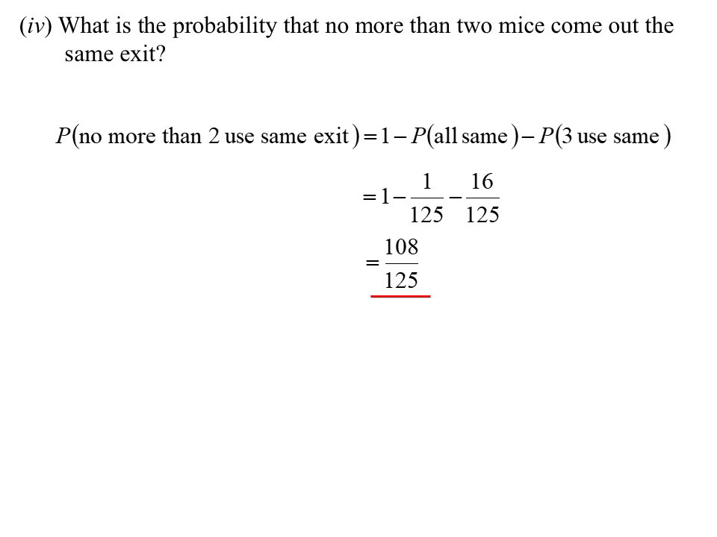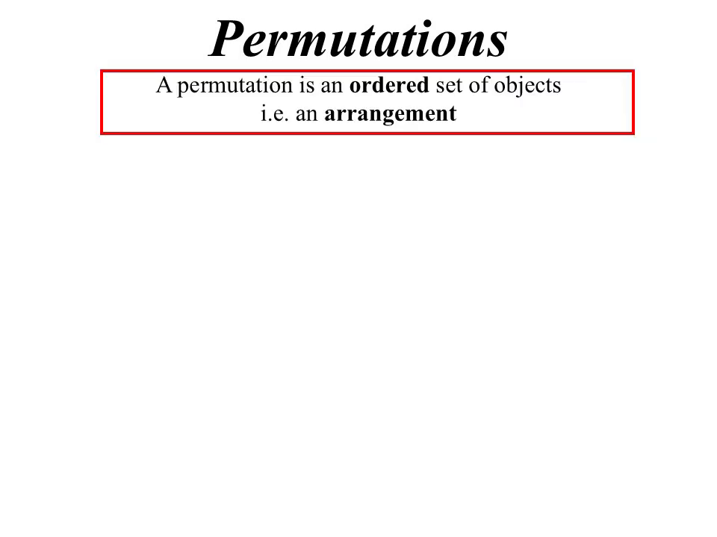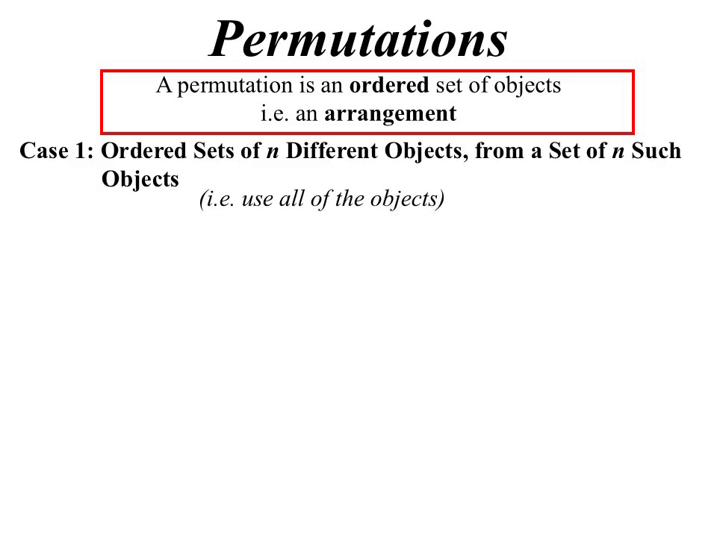So that's the basic counting idea, which leads us into this idea of permutations. What is a permutation? It's simply an ordered set of objects. The order of things happening matters. So it's an arrangement, if you like. I'm going to look at a few cases.